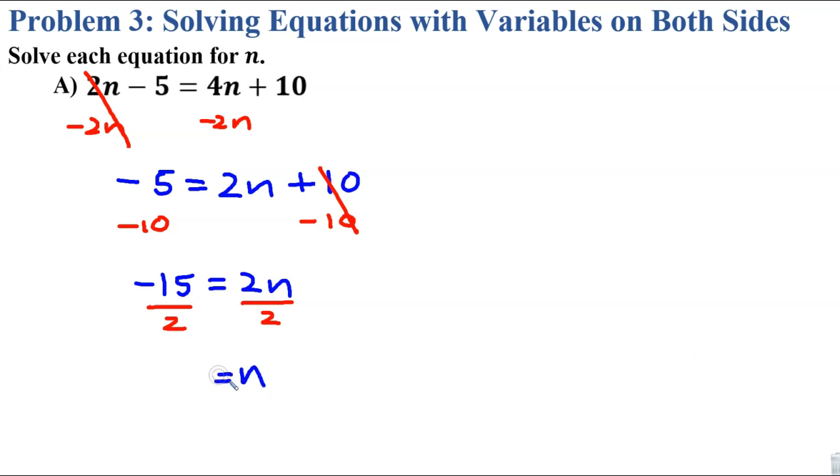And this just happens to be one where I don't get a perfect number out. Okay, when you're solving equations, that's okay. Negative 15 divided by 2 will be a negative, we could say 7.5, for a solution to that equation.